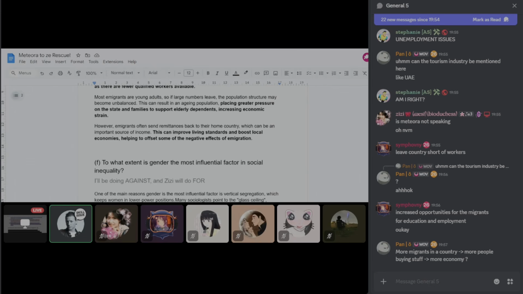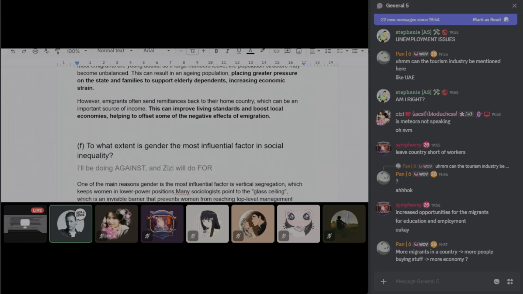So now is the 15 marker, and how this will work is Zizi will be doing the for part, and I will be doing the against part. So I'd like to hand it over to Zizi to get this.